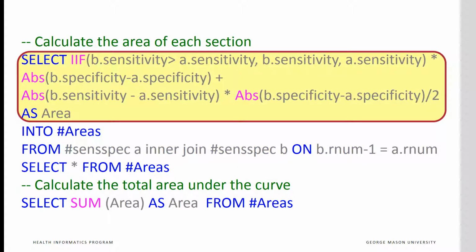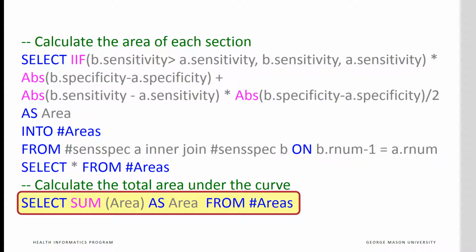Next, we calculate the area for each trapezoid by calculating the rectangle and the triangle portion of the area. The rectangle area is calculated as the minimum of the sensitivity values times the run. The triangle area is calculated as half of the rise times the run. In the final step, all the trapezoid areas are summed to obtain the total area under the curve.